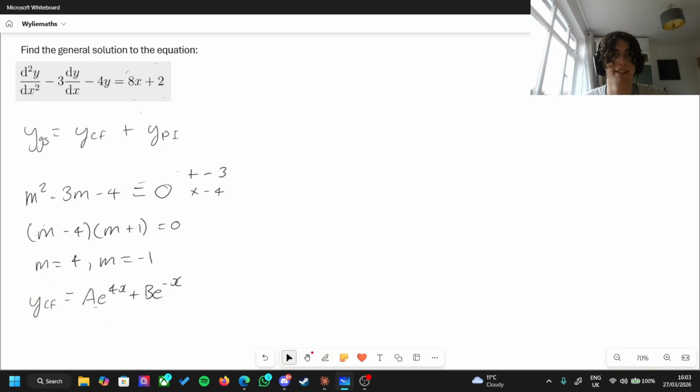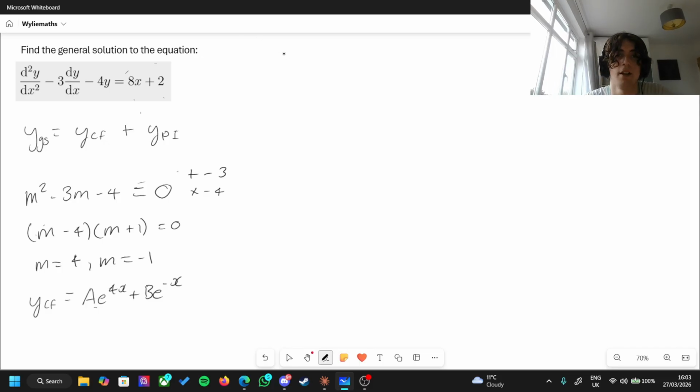So then we need our particular integral. What do I mean by our particular integral? Well, we need a version of our equation that is equal to 8x + 2. This complementary function works for d²y/dx² - 3 dy/dx - 4y = 0, but we want it equal to 8x + 2. Now 8x + 2 is a linear function, so we can just add on an extra part to our complementary function to give us our general solution. That's why we add on our particular integral.